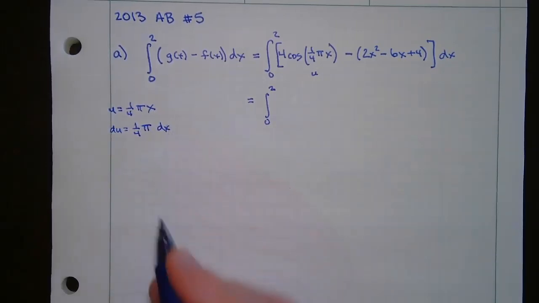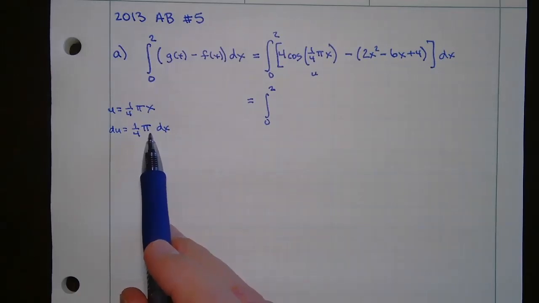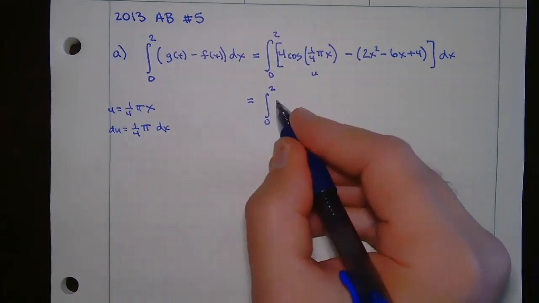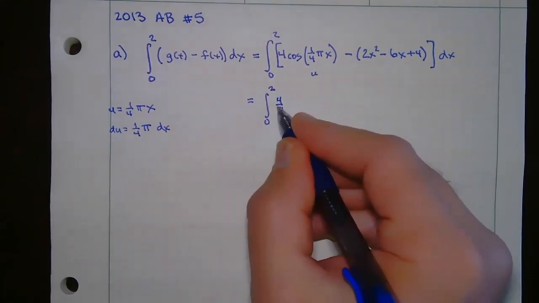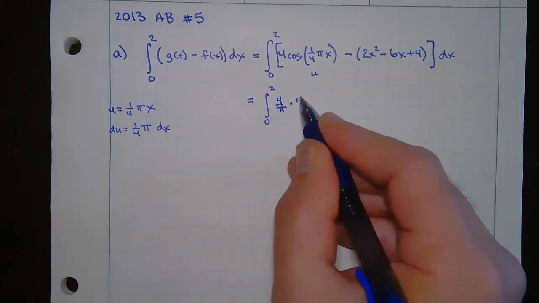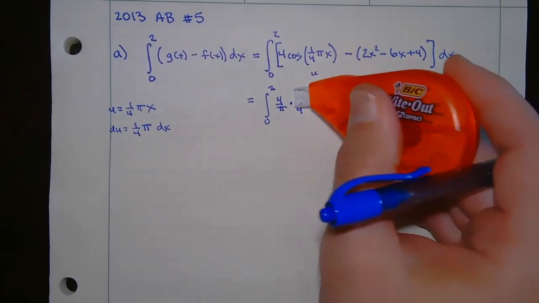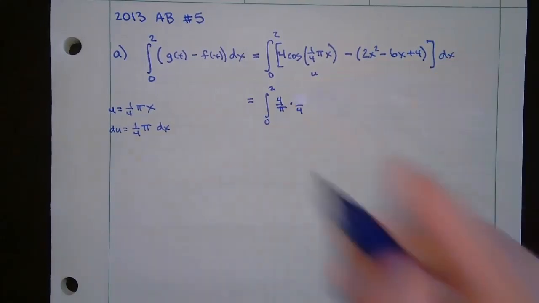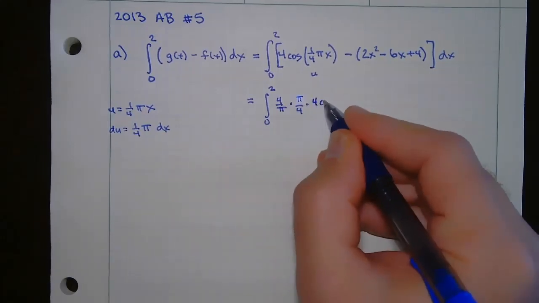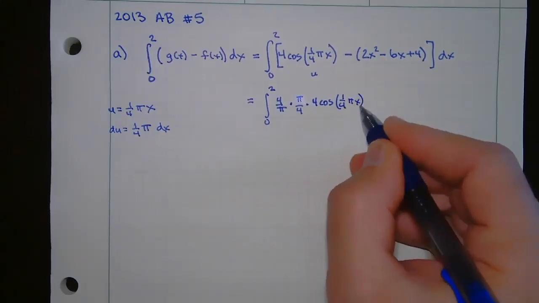And then dx, right? Okay, so I'm going to need a 1/4 pi. So if I have a 1/4 pi, or pi over 4, I'm also going to have to multiply by 4 over pi, okay? So 4 over pi times pi over 4, whoops, I put 4 over 4. Okay, and then times the 4 cosine of 1/4 pi x dx.